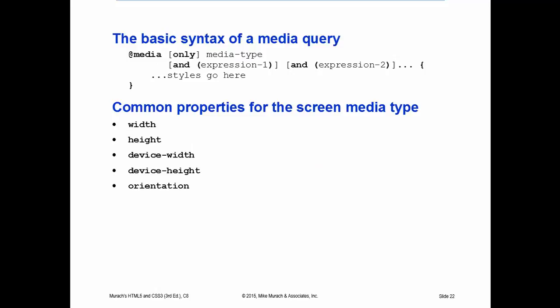Here's the basic syntax of a media query. A media query is a CSS feature that allows you to write conditional expressions right in your CSS code, and basically, for lack of better words, they're based on the size of the device that you're using. So the syntax is shown on the top. Common properties include width, which is the viewport width, height, which is the viewport height, device-width, which is the width of the display area of the device, device-height, which is the height of the display area of the device, and orientation, which is landscape or portrait.